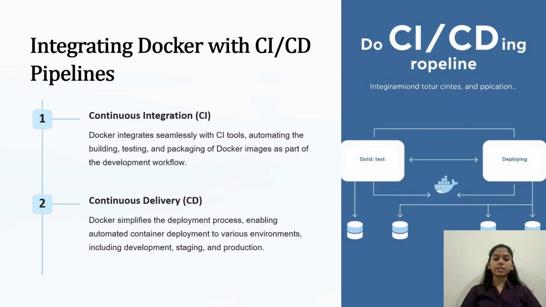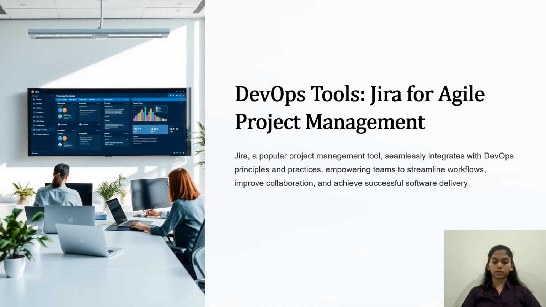Docker simplifies the deployment process by creating portable containers that run consistently across environments. Once a Docker image is built and tested in the CI stage, it can be deployed to staging or production environments using CD tools.